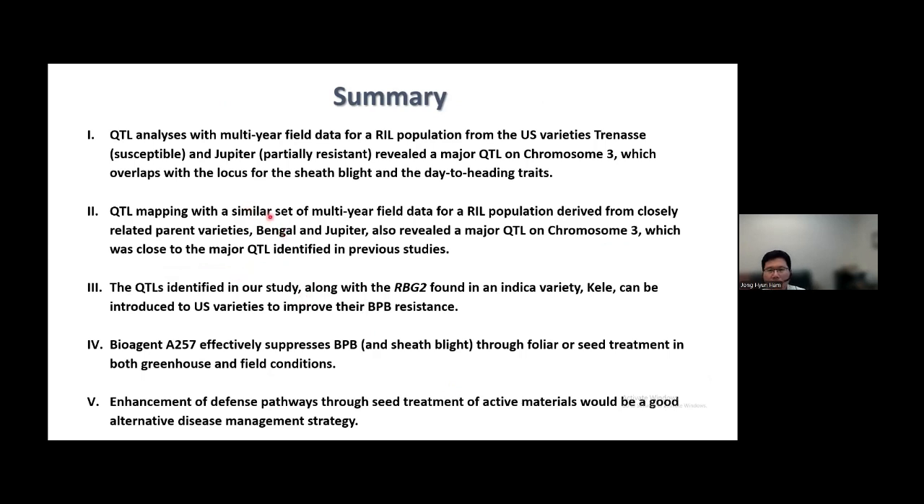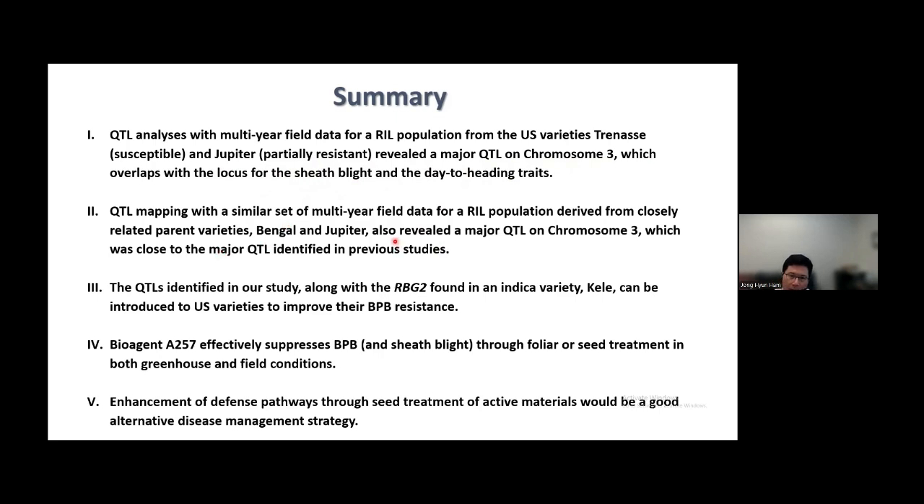So, the summary of this study: we are studying the disease resistance of rice to bacterial panicle blight. The first approach was conventional genetic mapping for the identification of the QTLs involved in the disease resistance. In the first mapping study, we identified a major QTL on chromosome 3, which overlaps with the locus for sheath blight resistance and the days to heading trait, a flowering trait.